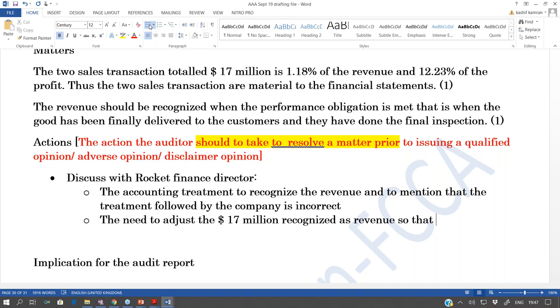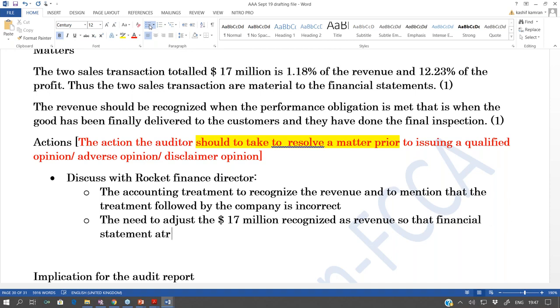Okay, the need to adjust the $17 million recognized as revenue so that the financial statements are free from material misstatement. So should we discuss with Rocket's finance director that they should rectify the $17 million so that the financial statement becomes true and fair?